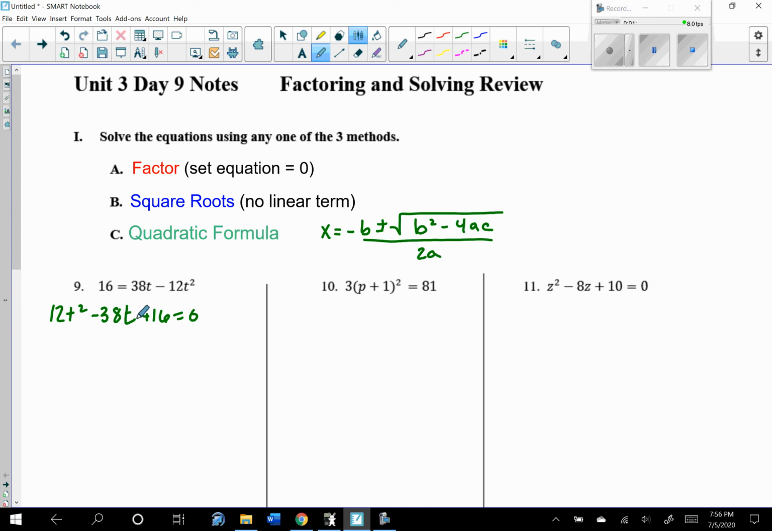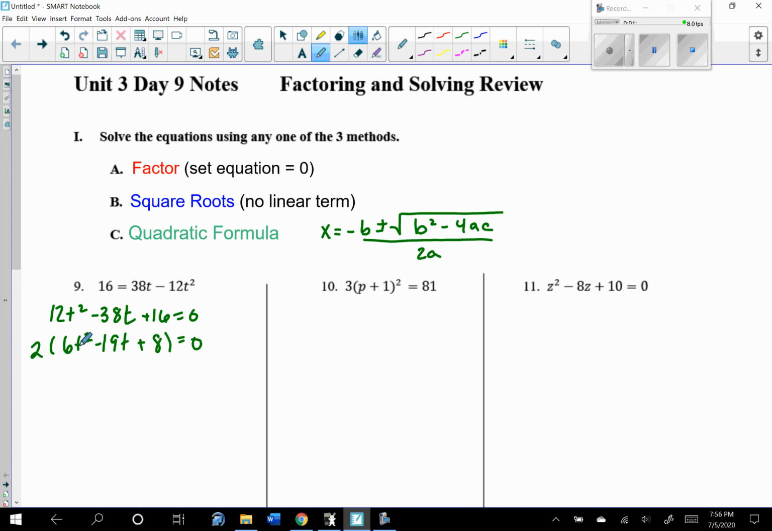Now that I have that, the first method that we can use is factoring. So I would notice right away that I have a greatest common factor of 2. So you're going to take out the 2 first. That gives you 6t squared minus 19t plus 8. And then for the next part, you can see if you can factor the trinomial.